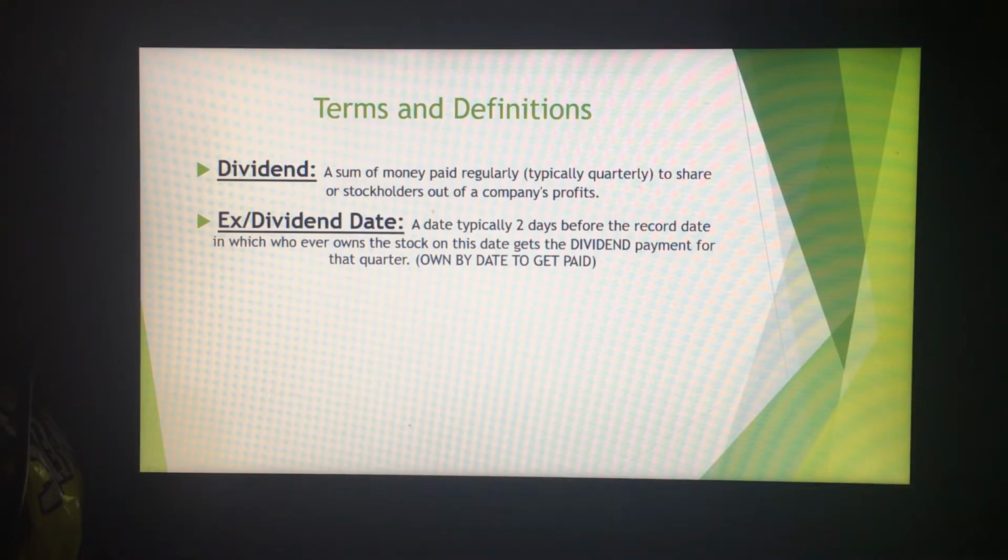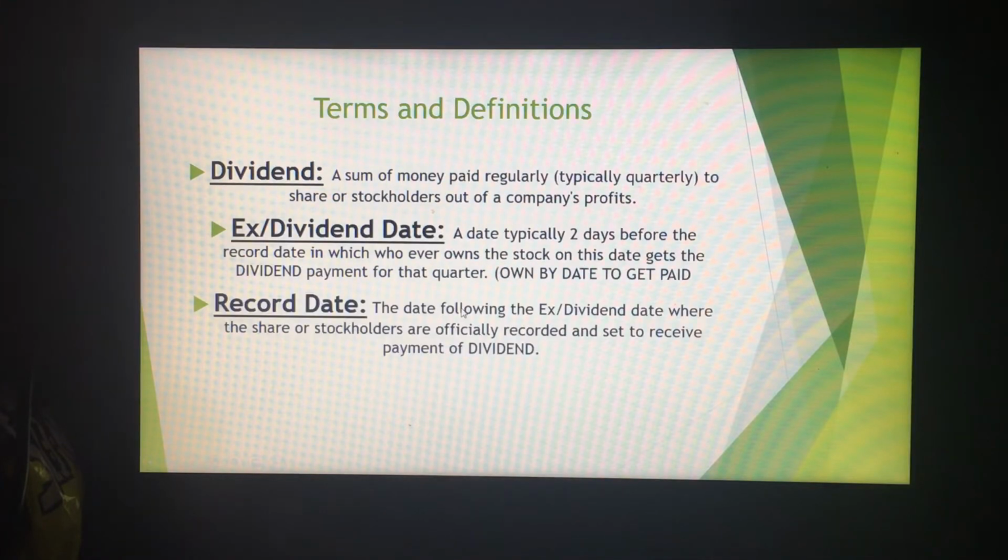Next we talk about the record date. A record date is the date following the ex-dividend date where the shareholders or stockholders are officially recorded by the company and set to receive the payment of dividend. So the companies give themselves a couple of days for everything to settle, for the purchases and sales to go through, so that on the record date, everything is done, and whoever is the owner will go down in the book and be set to receive their dividend.